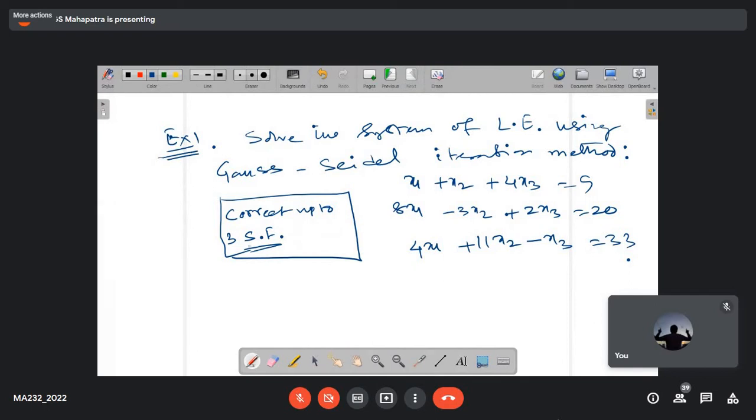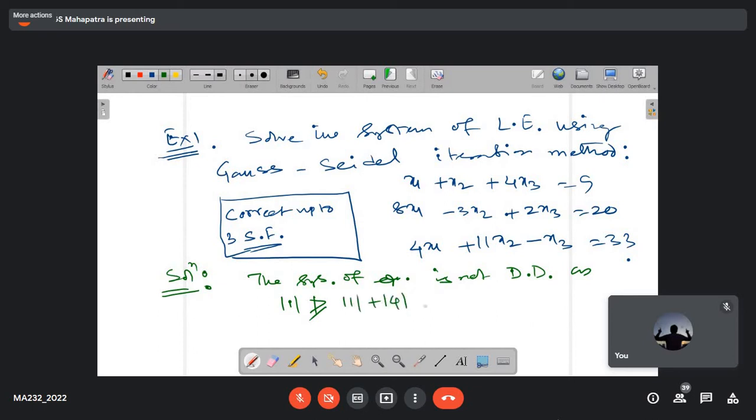Okay, so now the solution, same procedure. The system of equation is not diagonally dominant, as only one you have to show, no need to show all. As mod of 1 is not greater than or equal to mod of 1 plus mod of 4. Okay, fine. So one case is enough for this one.